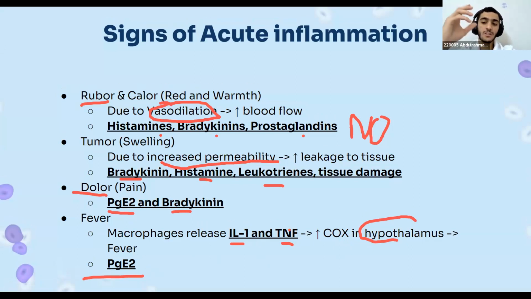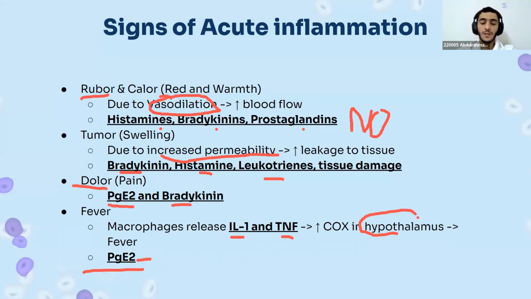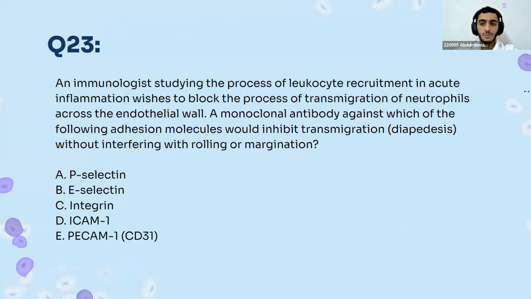Because the hypothalamus is the part of the brain responsible for mediating homeostasis, fever, and temperature, if you have more prostaglandin PGE2 in the brain, the core body temperature is going to increase, because PGE2 causes fever in the brain, right? So these are your main signs and mediators, and just add nitric oxide to the vasodilation part at the start. Okay, so now we can go to the next question.